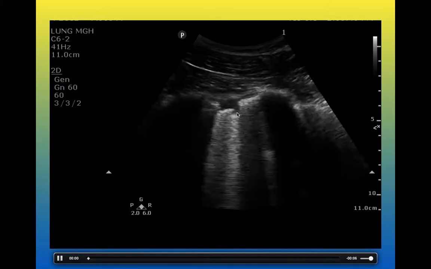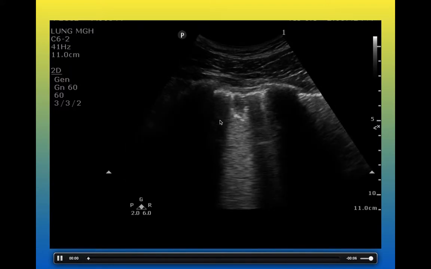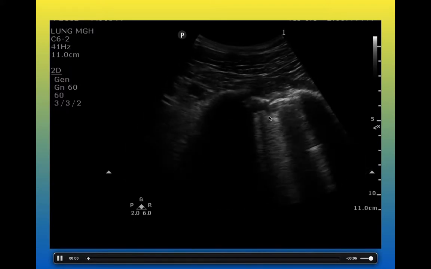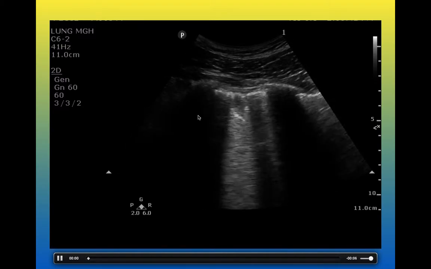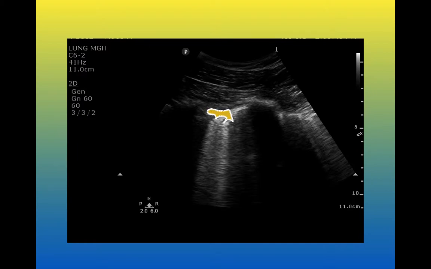As you see, some B lines as well, which emanate from the bottom contour of this opacity, this wedge-shaped opacity. What I mean by that is that little wedge. That means that there's some focal consolidation there in that lung parenchyma that's abutting the visceral pleura.